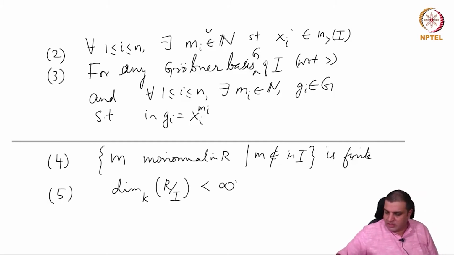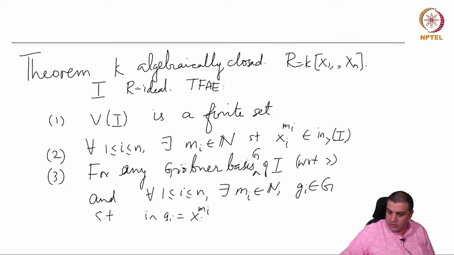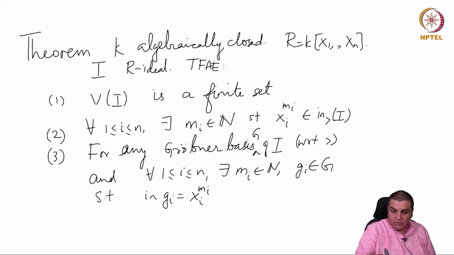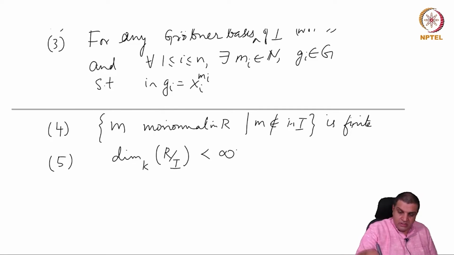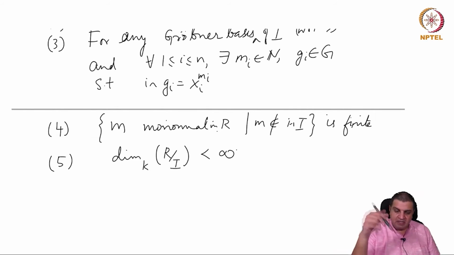Okay. So let's look at these statements just once more. We are trying to understand when the zero set of I would be finite. That's the first statement. The second statement says something about nice terms, powers of variables, inside the initial ideal. Third is just a restatement of 2, that in any Gröbner basis there is a polynomial in which a power of a variable is the initial term. And 4 is the complement of the initial ideal in the set of monomials, and that complement is finite, and 5, the dimension of this as a K vector space is finite.